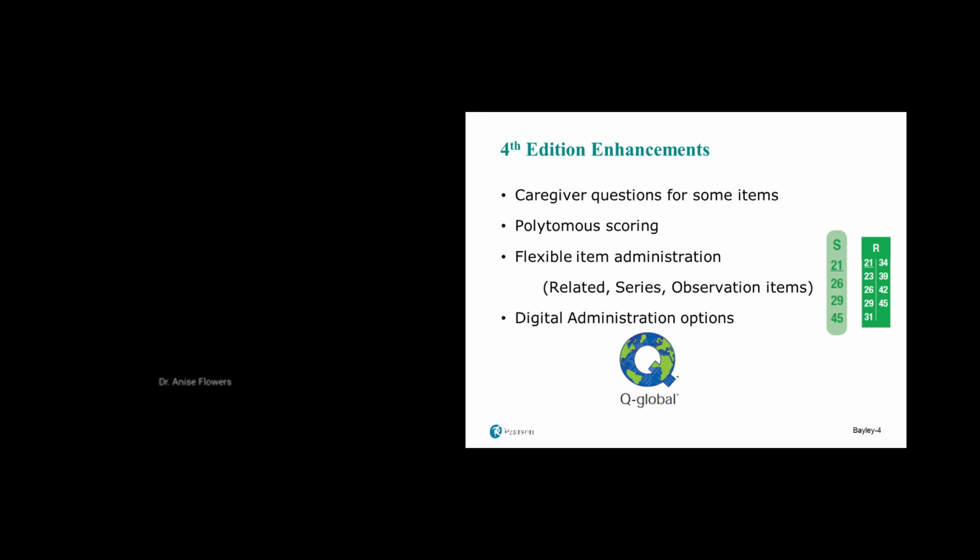The last major change we made with the 4th edition was adding some digital administration option through our Q Global website. So for this, a device that's internet connected, could be a mobile device like a tablet, a laptop, or a computer, is used to replace your record form and your administration manual. And this digital administration even supports more the flexible item administration, because the program will help you find those series and related items and administer and score them at the same time.